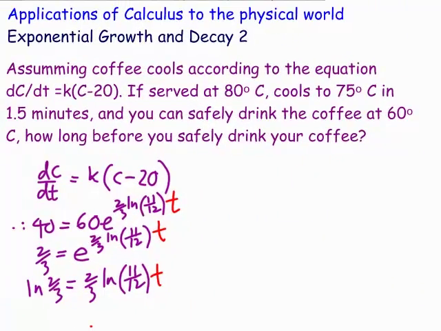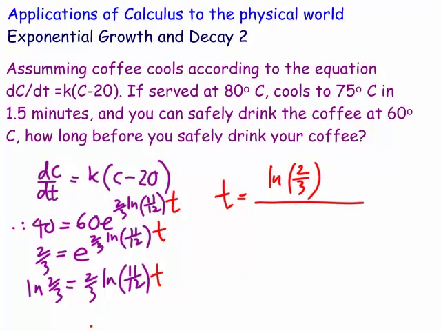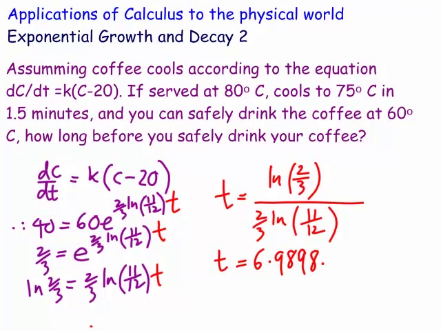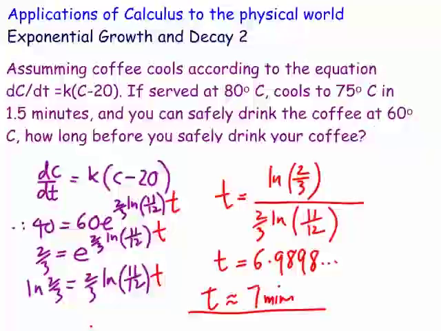Okay, what does t equal? You can see here we need to make t the subject, and t will be equal to ln of 2/3, all divided by 2/3 of ln of 11 on 12. When you do this on the calculator, you get a time of about 6.9898, so approximately 7 minutes, which does seem a fairly long amount of time to wait to drink your coffee.